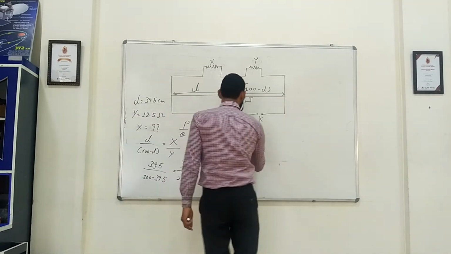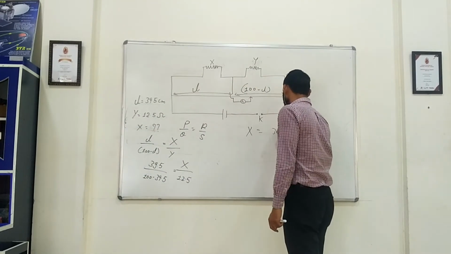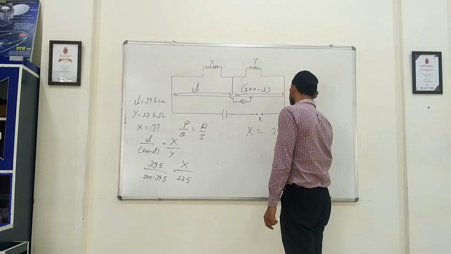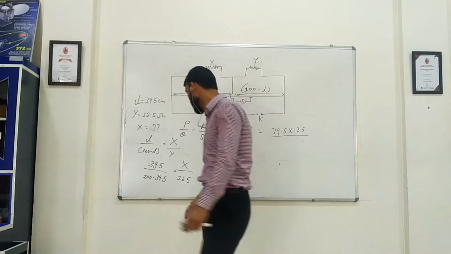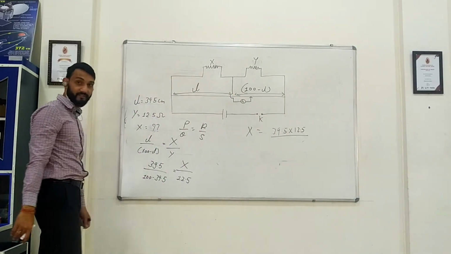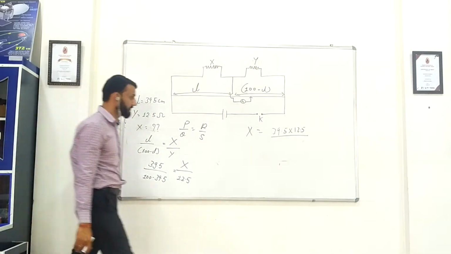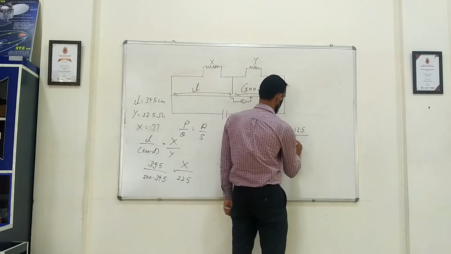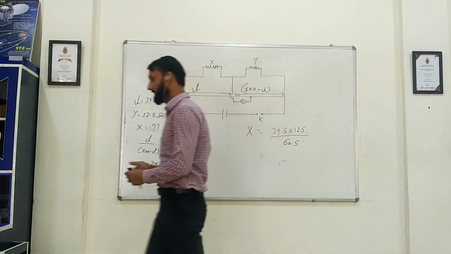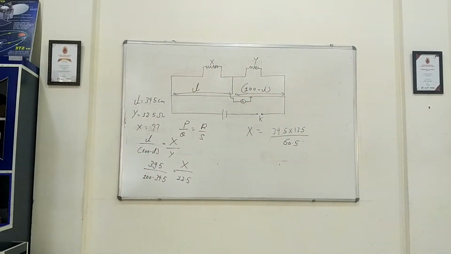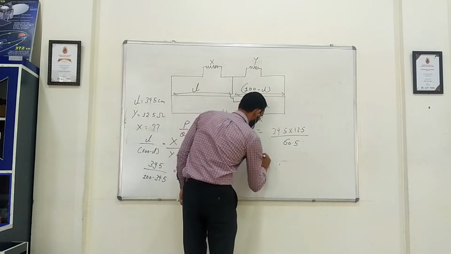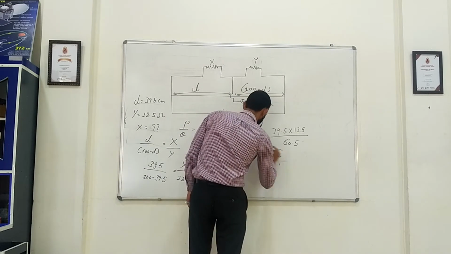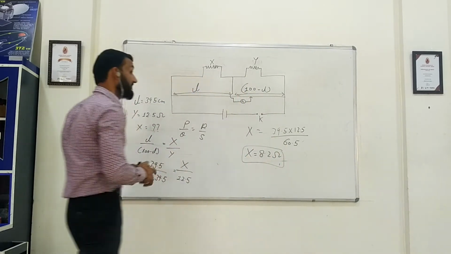And then Y is given, 12.5. So X would be equal to 39.5 into 12.5 upon, how much would it be? 60.5. You people can solve it easily and I'll tell you the answer. Your answer would be 8.2 ohm. X would be equal to 8.2 ohm. So this will be the value of X. This is the first part of the question.